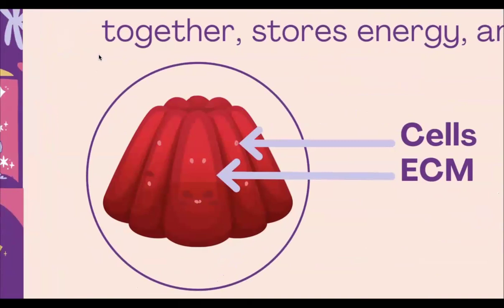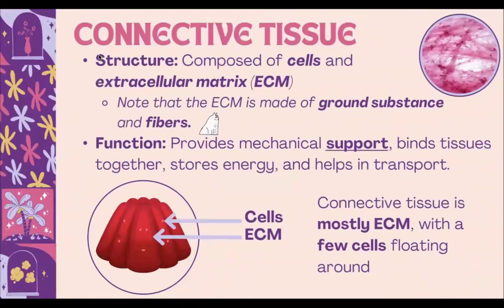You'd see these little dots, these are the types of cells that you would have in connective tissue, very, very little. And the rest of this red jelly that's surrounding it, that's extracellular matrix. That is what connective tissue is like. It's just very few cells and a lot of ECM. So the ECM is made of something called ground substance, and it's also made of protein fibers. And we're going to get into what those are.